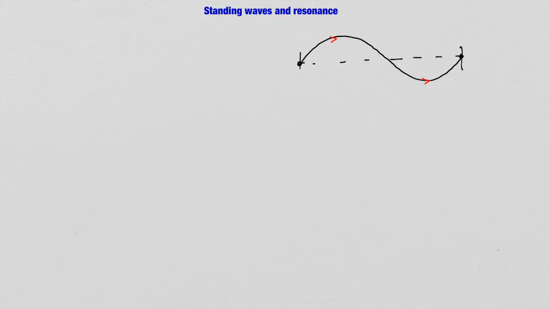So once the wave reaches the fixed end on the right here, it's going to reflect from that point, and it's going to go back, and it's going to interfere with the incoming wave. And so the result of the interference is this standing wave pattern. So we have waves coming this way, coming back, coming this way, coming back.